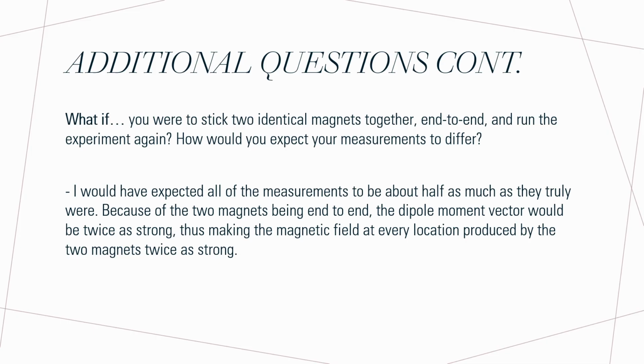Because of the two magnets, the measurement should have been about double the amount that they truly were. Or no, sorry, half as much, because the two magnets being end-to-end meant that the dipole moment vector would be twice as strong, and thus making the magnetic field at every location produced by the two magnets also twice as strong.